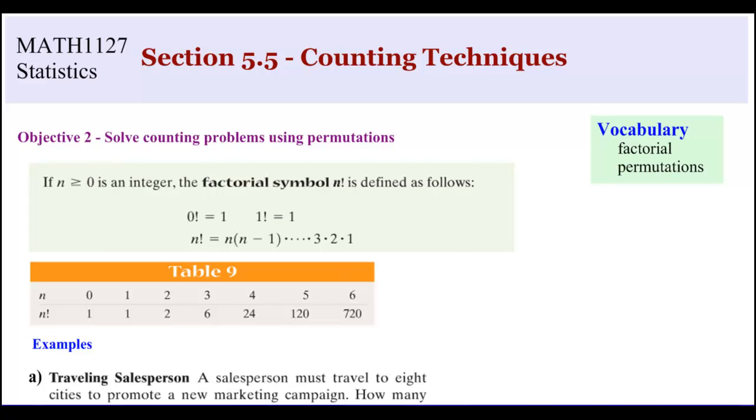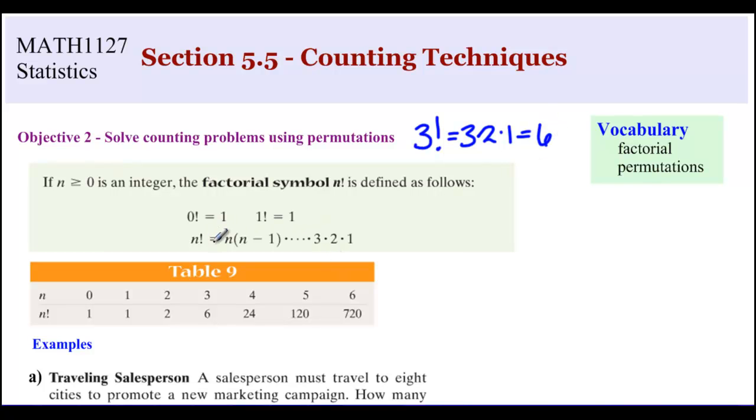Okay, let's talk about the factorial symbol. The factorial symbol is just an exclamation point. So if you see something like 3 exclamation point, this is read 3 factorial. What the factorial symbol means is you're going to take that number and every whole number below it down to 1 and multiply them all together. So 3 factorial means 3 times 2 times 1, and it's going to give us 6.